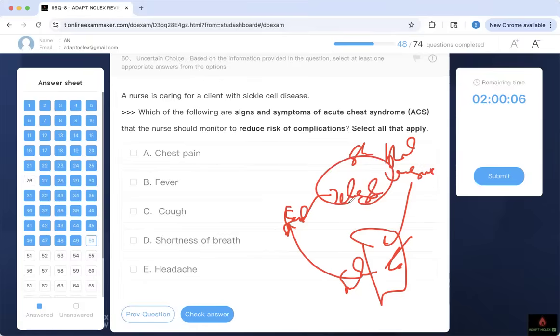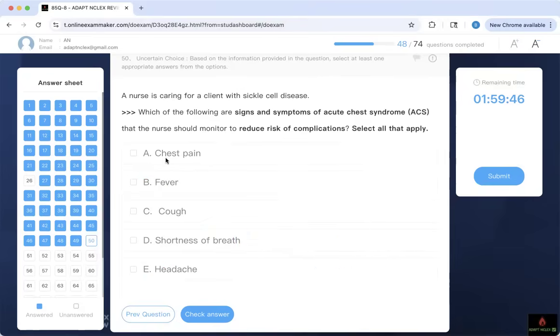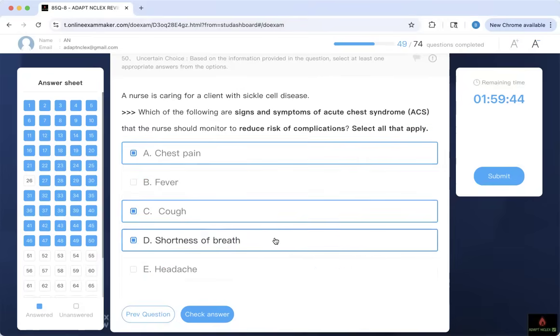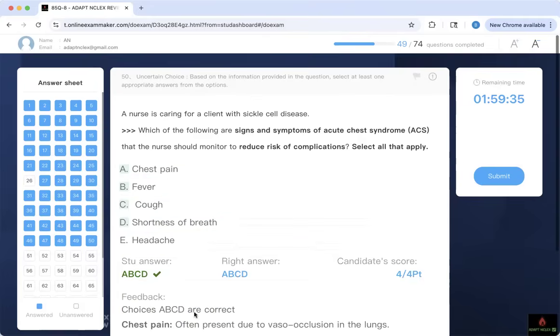Therefore, what is the definition of acute chest syndrome? I'm supposed to see things about chest. Chest pain, even if I don't know it. Cough, it's about chest. Shortness of breath, it's about chest. Headache is not chest. Even if you don't know fever, it's one of them. But you don't have to pick it. You can pick based on the concept. Use the concept to answer the question. Chest, chest, chest. I picked 3 chests, but I can tell you the other one is part of it.